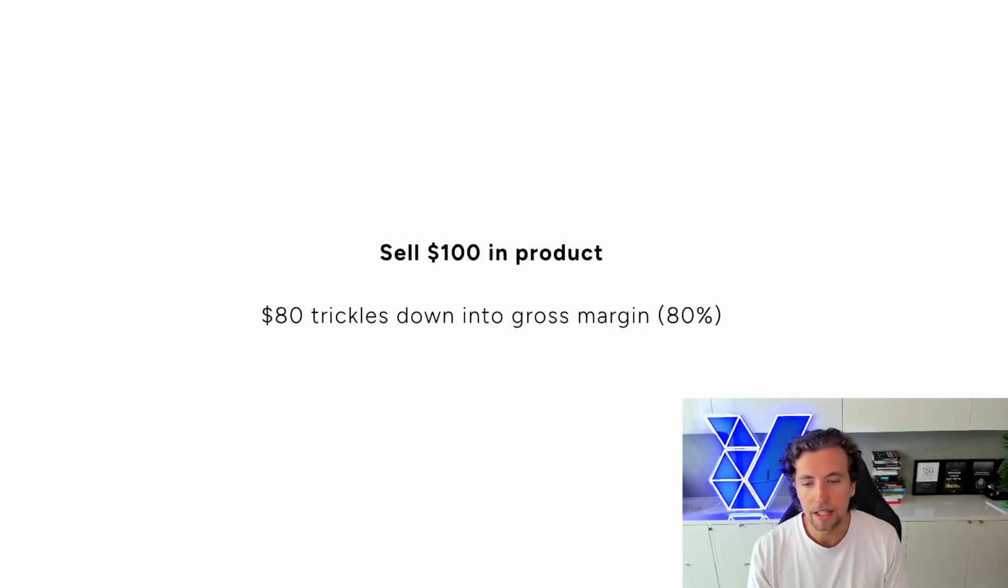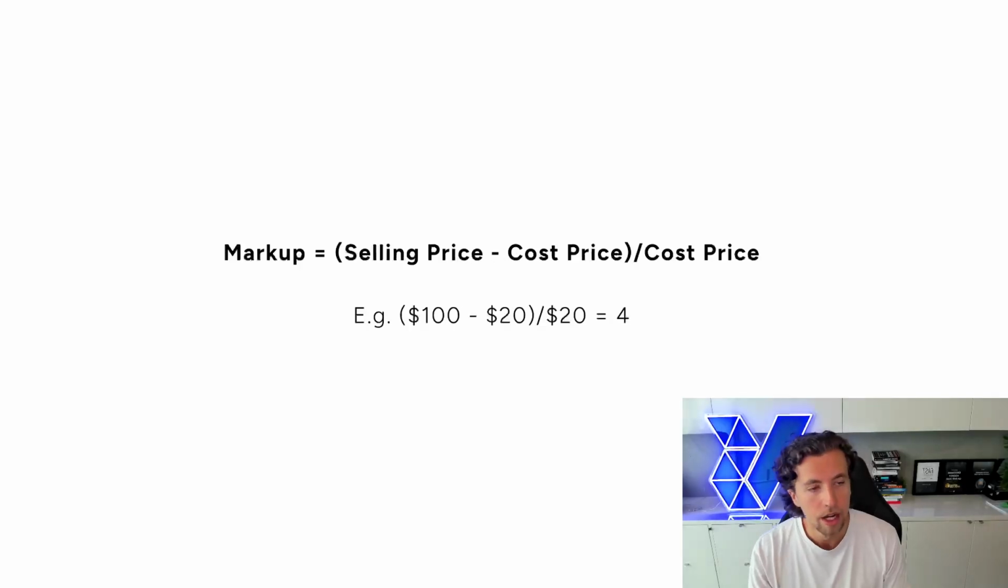Markup instead is not in relation to the trickle down of cash through the business, but is in relation to how much we are marking up the product from the cost price. The key difference in the formula is that the top side stays exactly the same, and then the denominator changes to cost price. So instead of dividing by selling price, we're dividing by cost price.